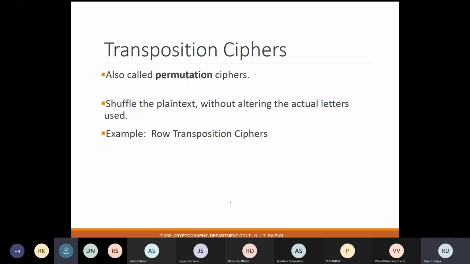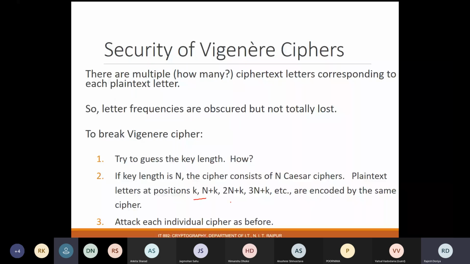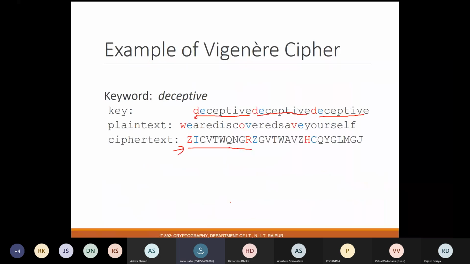Sir, for the previous slide, can you explain again? Yes, sir. Okay. How many number of positions? See, D. If you just go by the D, how many positions will D be in the alphabet?